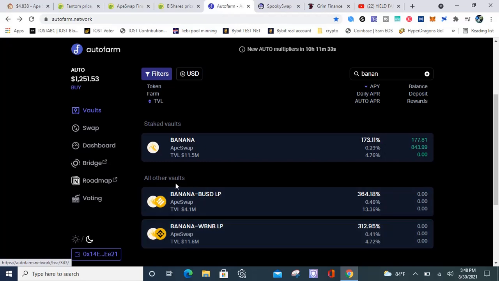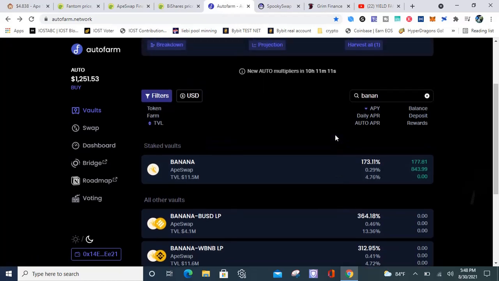But yeah, I'm thinking about moving it because these APRs, especially this one, is almost double what this is, so I'll be earning more Banana. And that's what I want. I want to earn more Banana because I think it's undervalued. So I've got to decide. But right now I've got 843 Banana.